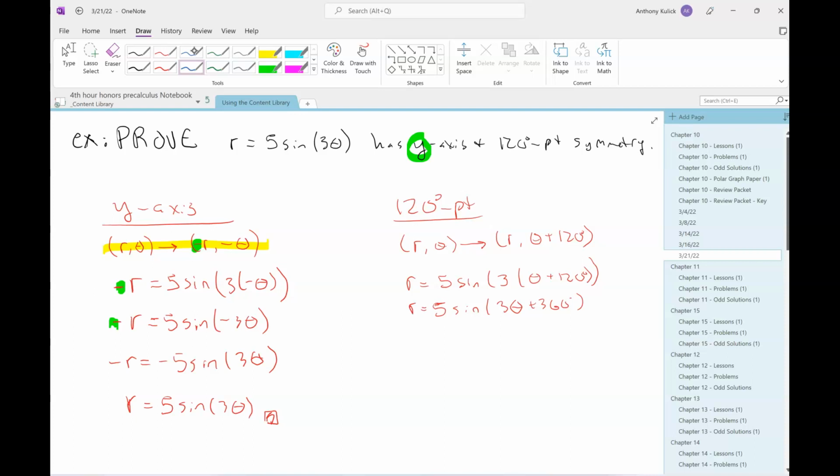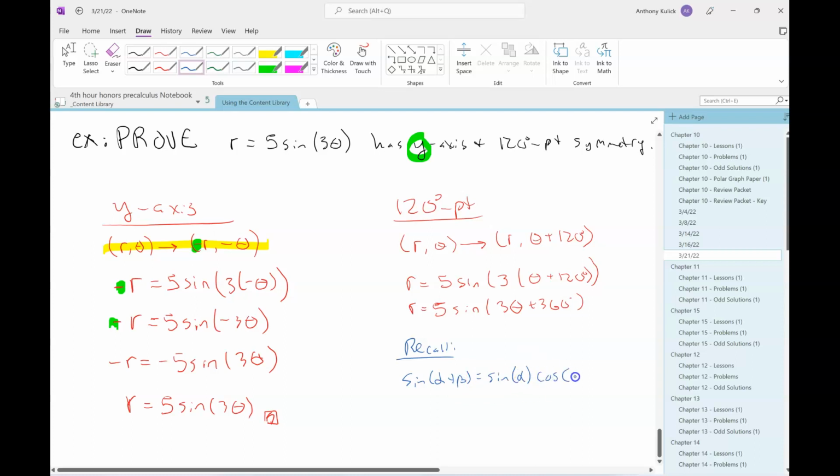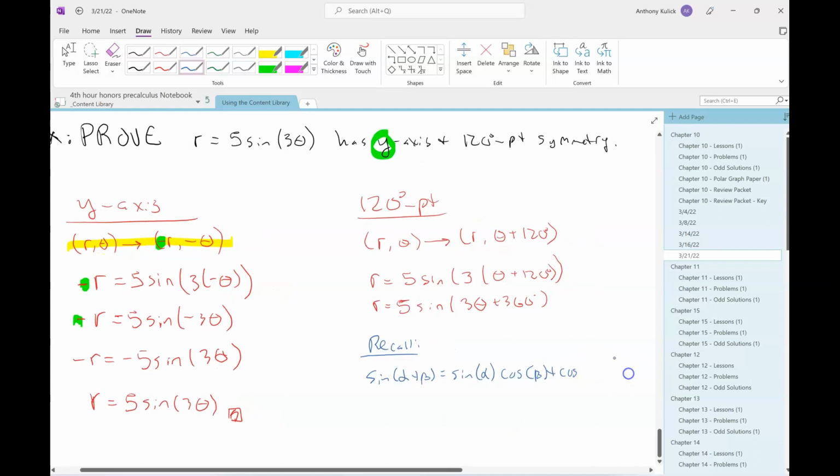Don't we have an identity for the sum of 2 angles when we're doing the sine of the sum of 2 angles? Actually, let's write both versions.